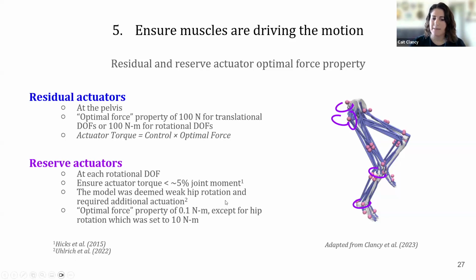And this model was deemed weak in hip rotation based on squat and sit to stand simulations. And so that degree of freedom required a little bit of additional actuation. So we set our optimal force property to 0.1 newton meters for all of these degrees of freedom, except for hip rotation, which was set to 10 newton meters. So this small optimal force property discourages the solver from using these reserve actuators over the muscles to produce that force, but it's still helping with some of the high frequency moments to get this simulation to converge.